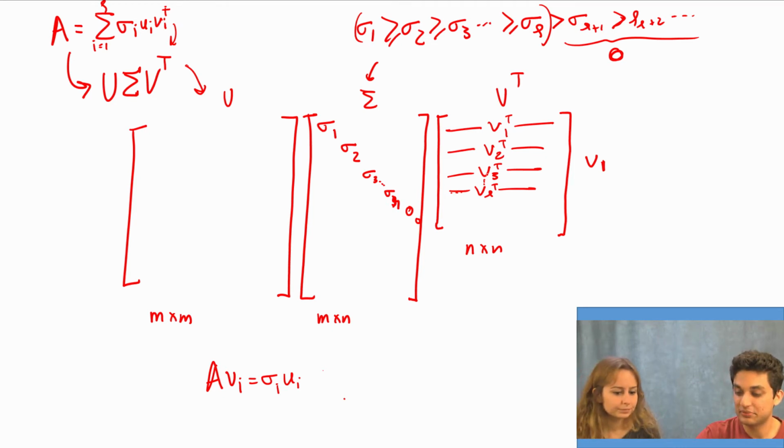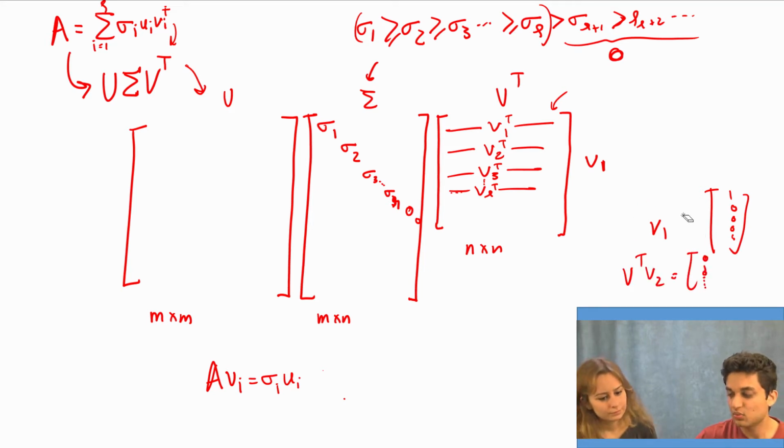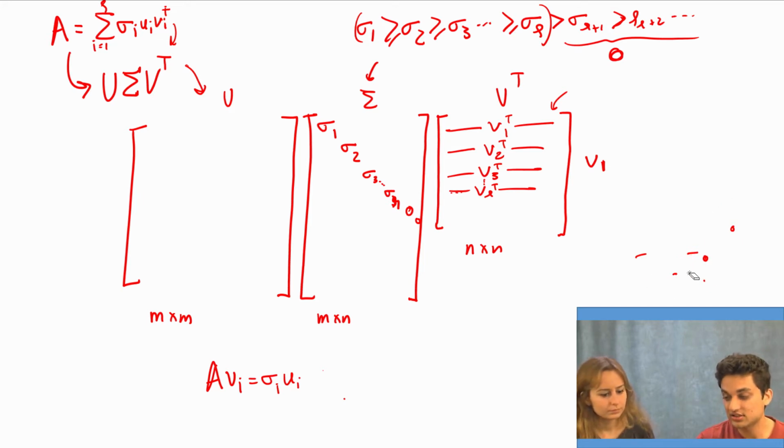Because these are orthonormal, if I look at V transpose times v_1, I'm going to get 1, 0, 0, 0, 0, 0. If I look at V transpose times v_2, I'm going to get 0, 1, 0, 0, 0, and so on. But we want an n by n matrix. So what do we do with the remaining rows? It's going to be similar to what we did for the sigma matrix. We need to pad it with something, but it's not going to be 0.